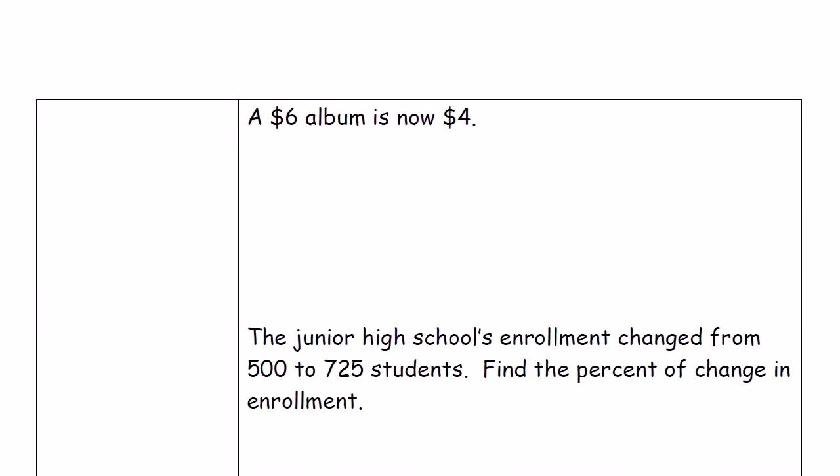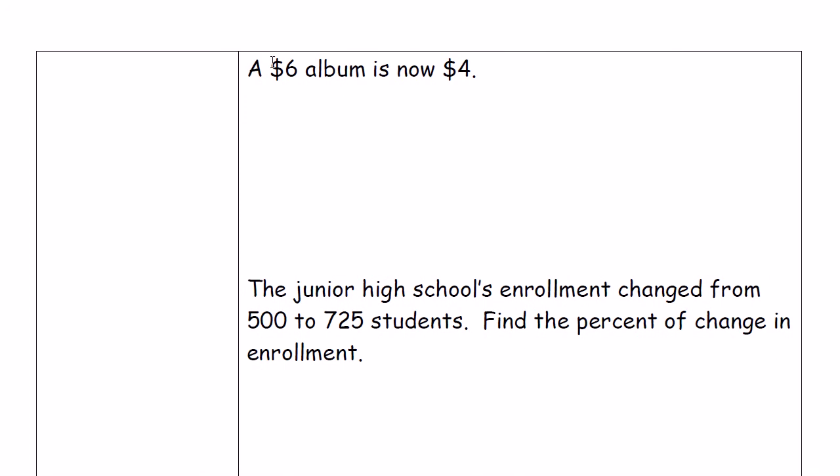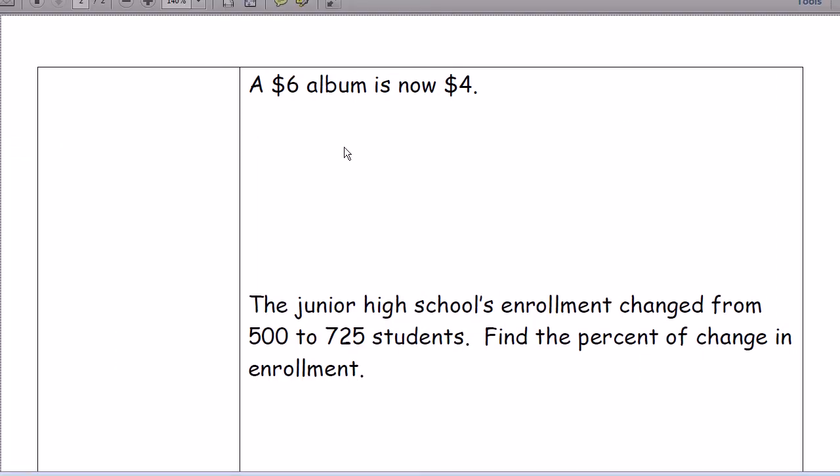Let's do another one. Album was $6. $6 album is now $4. It's on sale. You get it cheaper. So now we're going to have a percent of what? Increase or decrease? Did the price go up or did it go down? It was $6, now it's $4. So the price went down. So that's going to be a decrease in price. So when I find my answer, it's going to be percent of decrease.